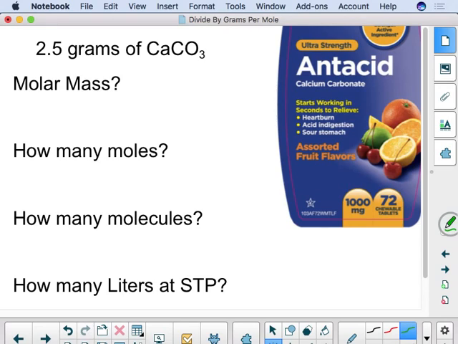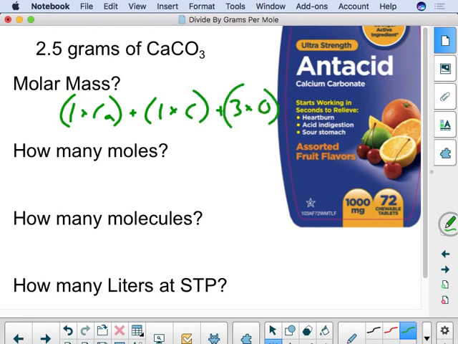Okay. How many calciums do I have? 1. I have 1 calcium. How many carbons do I have? 1 carbon. Plus 3 oxygens. The main thing I want to point out here is that subscript 3 only applies to the oxygen. It's not applied to other stuff in the molecule.